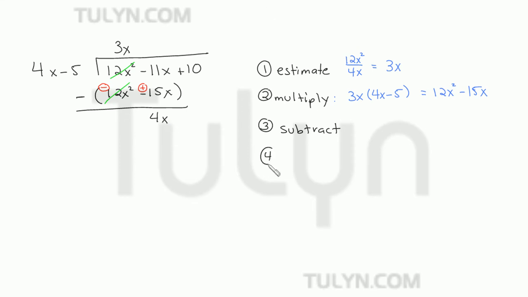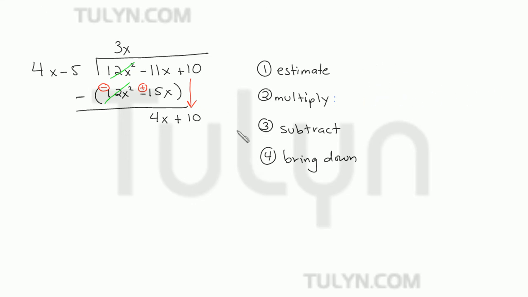And then finally the last step is to bring down the next term. In this case, the next term is that positive 10. So we want to bring it down here. Since we're not quite done, 4x plus 10 can be estimated into 4x minus 5, we do these steps again. After you're done with step 4, you start all over again.